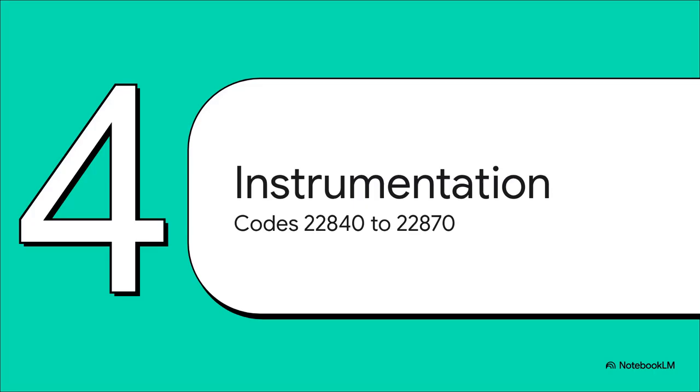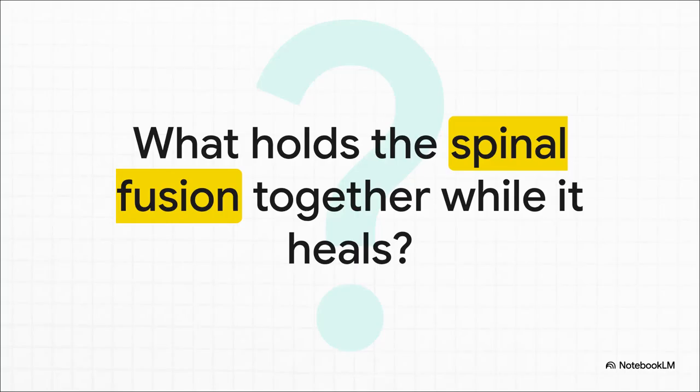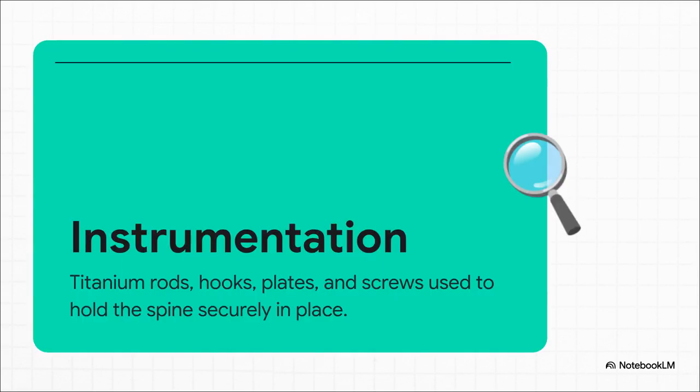That takes us to Section 4, Spinal Instrumentation Add-ons, covering codes 22840 to 22870. This brings up a really logical question. If arthrodesis is just the process of prepping the bones to fuse, what keeps the spine perfectly rigidly still for the months it takes those bones to actually grow together? The answer is spinal instrumentation. This is all the heavy-duty hardware installed by the surgeon to stabilize the construct. We're talking about titanium rods, heavy plates, and pedicle screws drilled directly into the bone.